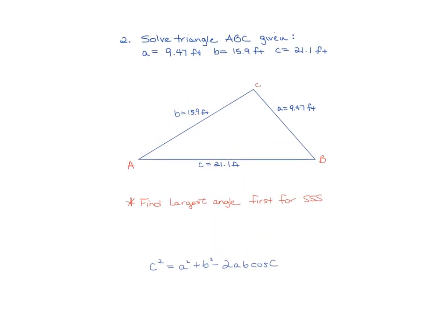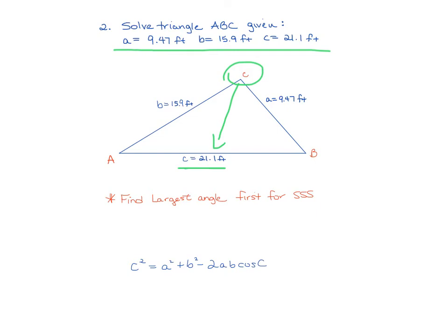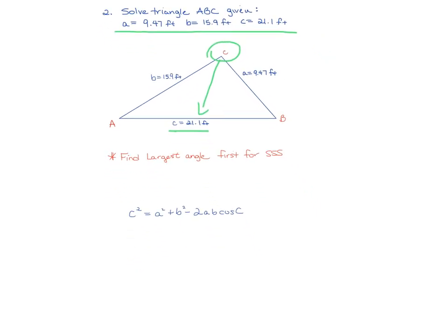All right, so again, this time I'm given 3 sides. When we're given 3 sides, I'm using law of cosines, and I'm going to be looking for the largest angle first. And the way that I can tell which one is the largest, the A, the B, or the C, is by looking at the sides across from it. So I can see that my largest side is right here at the 21.1. So I'm going to be finding angle C first. So the formula that I should be using is C squared equals A squared plus B squared minus 2 times A times B times cosine C.